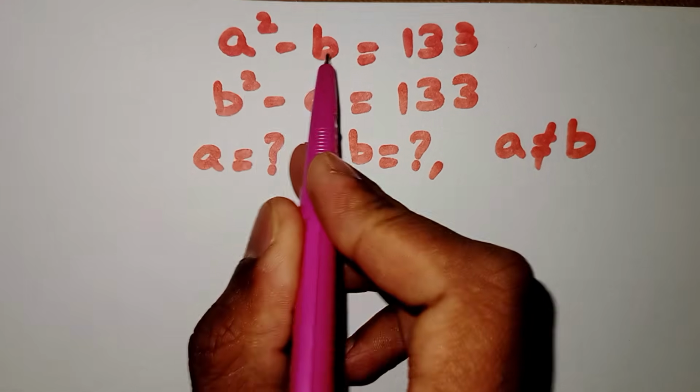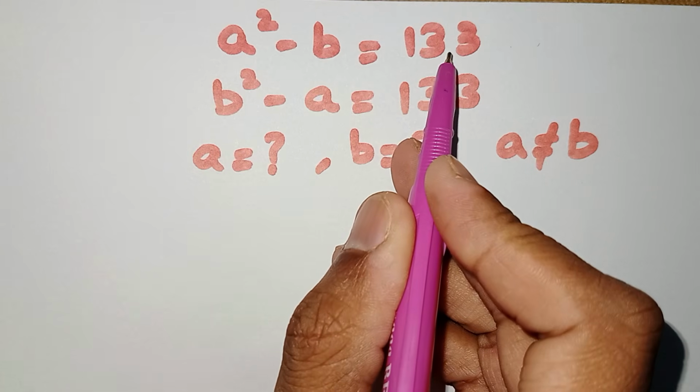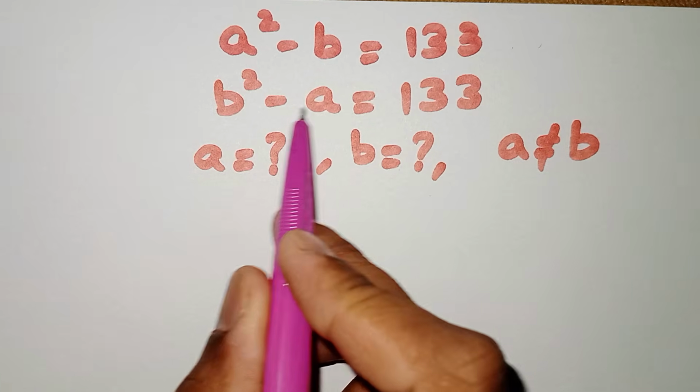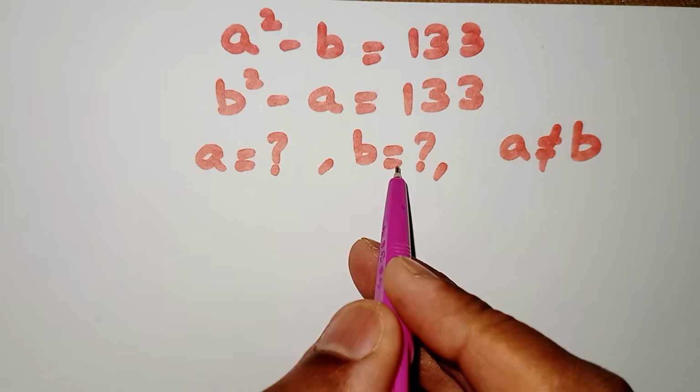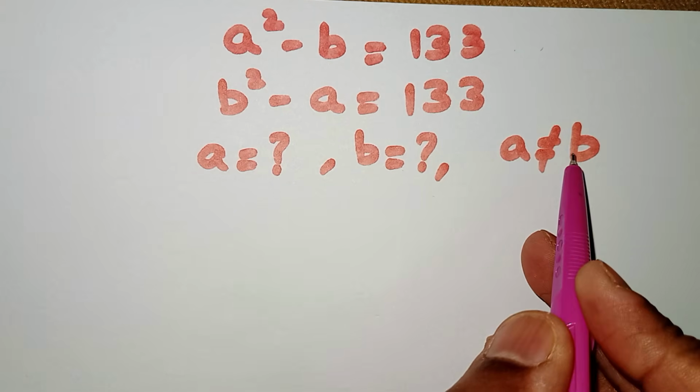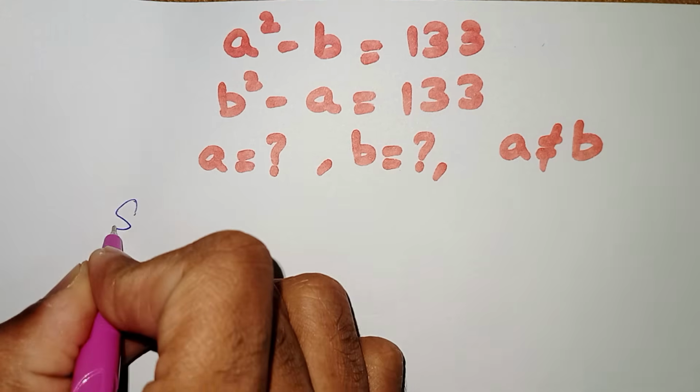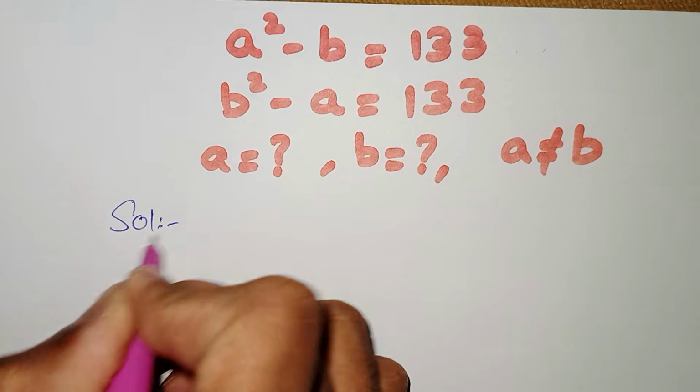We have a² − b = 133, b² − a = 133. Find the value of a and b given that a is not equal to b. We will start the solution of this question.